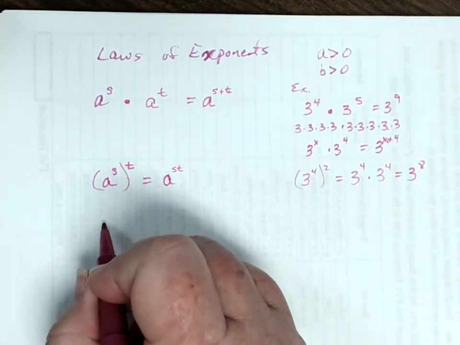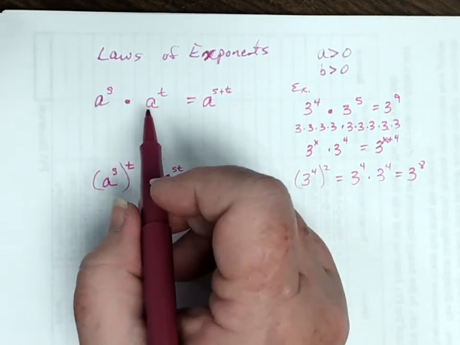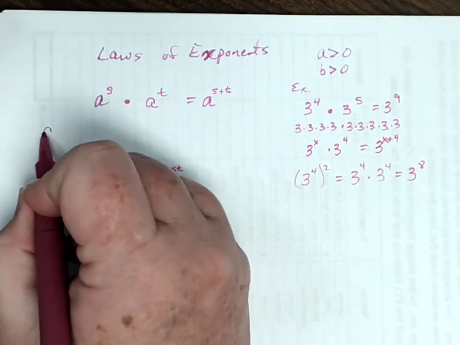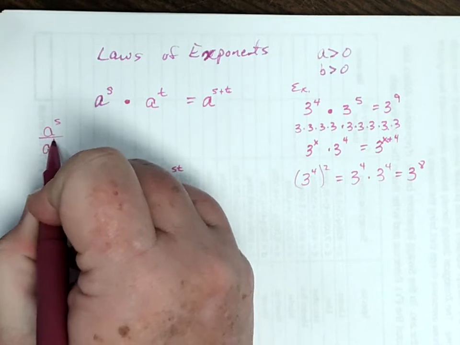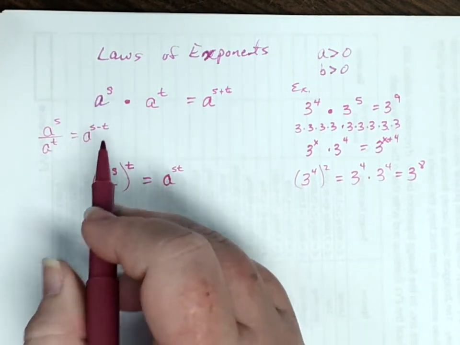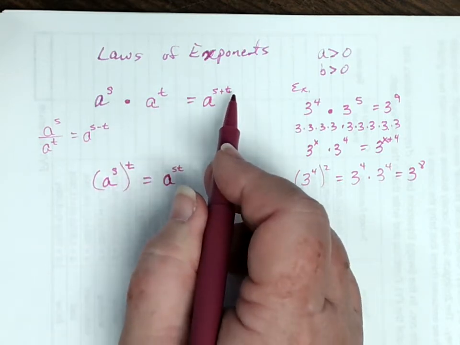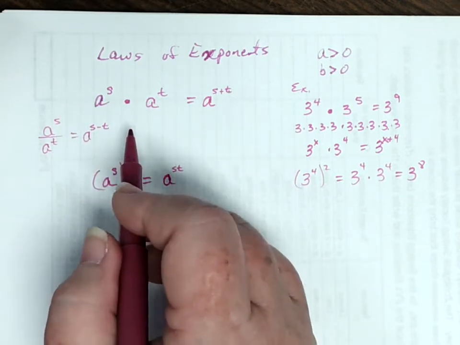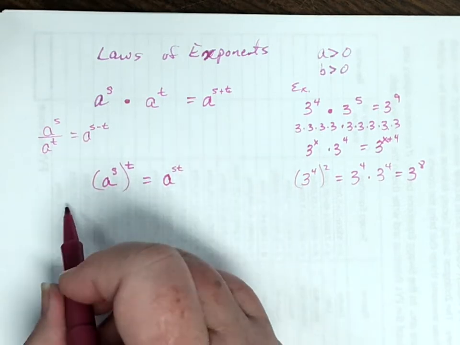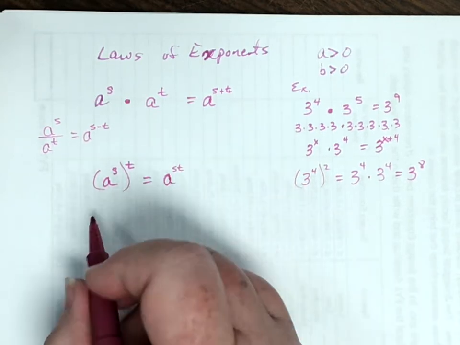The next property, and let's go back for just a second. If I was dividing, let's say I had A to the S divided by A to the T, that would be equal to A to the S minus T. So just like when we're multiplying, we add the exponents. When we're dividing, we subtract the exponents. And if we're doing a power, we multiply the exponents. But if we're doing a root, we divide the exponents.